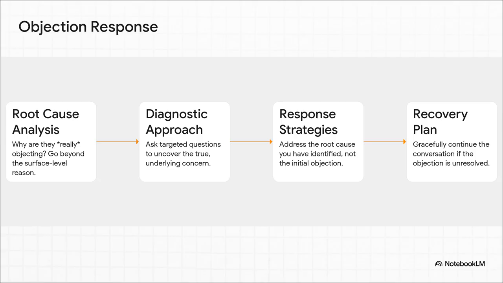So instead of just reacting on the spot, you use the AI to do a root cause analysis. You ask, is this really about price or is it about perceived risk? Is it a feature gap or is there a lack of trust here? The AI helps you develop a diagnostic approach, a set of questions to uncover the real issue. That way, your response strategy hits the actual root cause, not just the surface-level stuff they're saying. It's just a smarter, more effective way to handle objections, period.